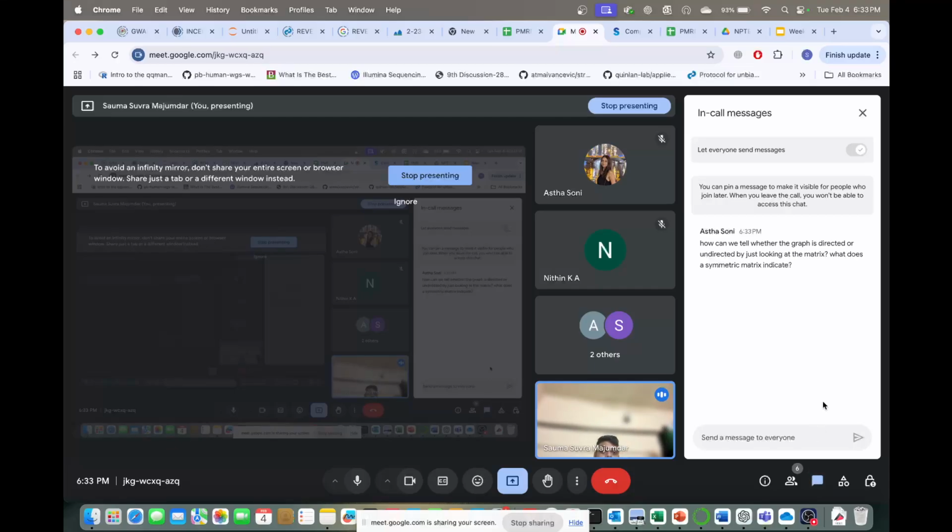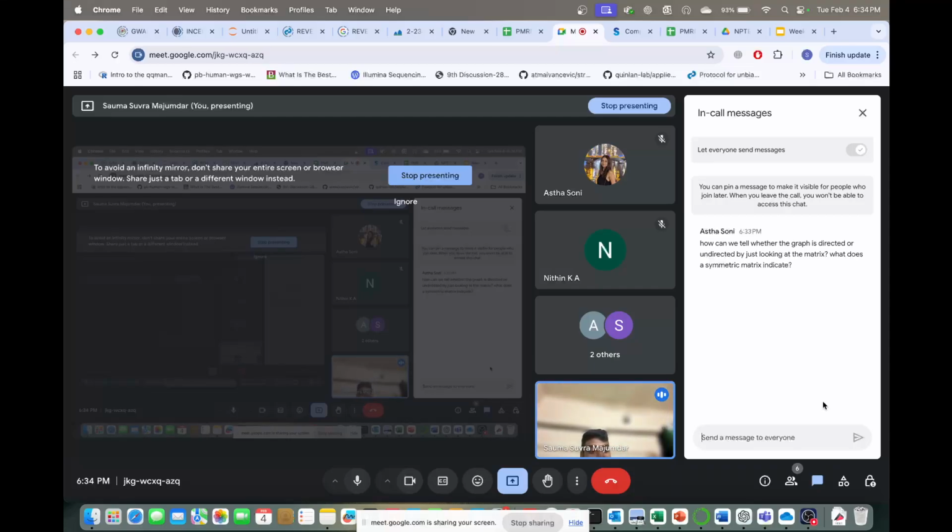Okay, so to answer the first part of the question, by looking at the matrix, you can tell if the graph is directed or undirected. If the graph is undirected, you'll only have positive values. You'll either have 0 and 1 if it's an unweighted graph, and you'll have values between 0 and 1 if it's a weighted graph. But you'll never have negative values. So if you only have positive values in the adjacency matrix, you can say that it's basically an undirected graph, because there's only one directionality involved.